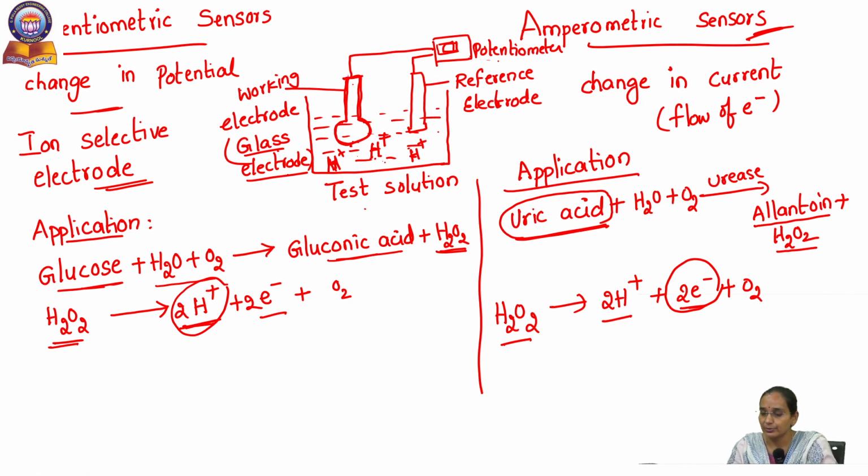Next, coming to amperometric sensors. These sensors detect the change in current. That means it detects the change in flow of electrons. For example, if we take a urine sample and we are going to calculate the concentration of uric acid, this uric acid is treated in the presence of urease. It's an enzyme, and it gives allantoin and H2O2. This H2O2 releases electrons. This flow of electrons can be detected here. So it is an amperometric sensor.